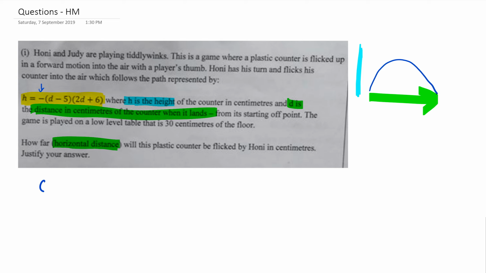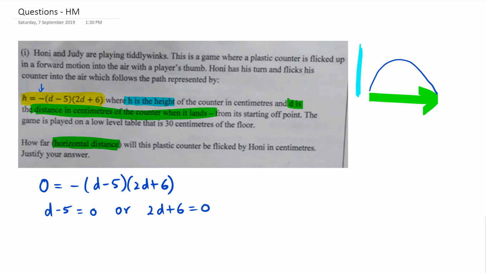to 0. So all we have to do is put 0 equals negative (d minus 5)(2d plus 6). Each of those brackets can now equal 0. Forget about the negative sign, because 0 divided by negative 1 is just 0. So then you've got d minus 5 equals 0, or 2d plus 6 equals 0. So d, switch over the minus 5, and you end up with plus 5, or 2d is equal to minus 6, and then d is equal to negative 6 divided by 2, so d is equal to negative 3.